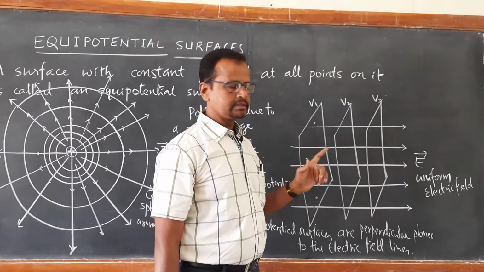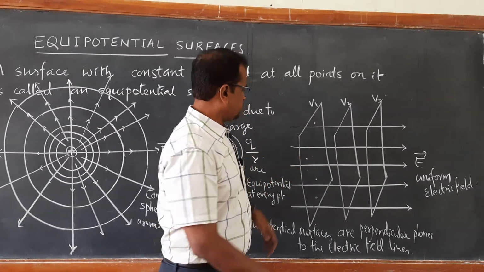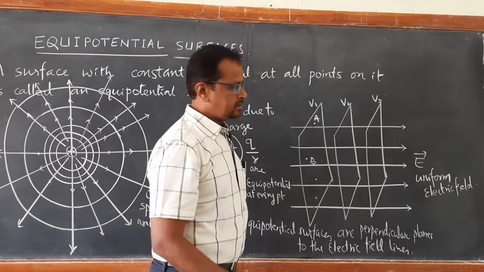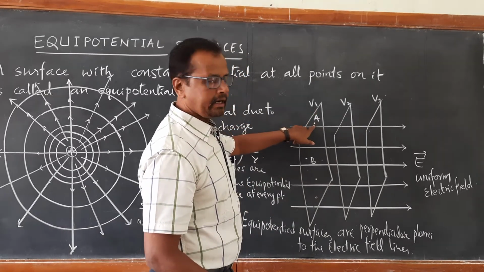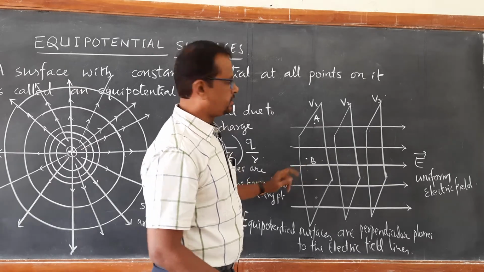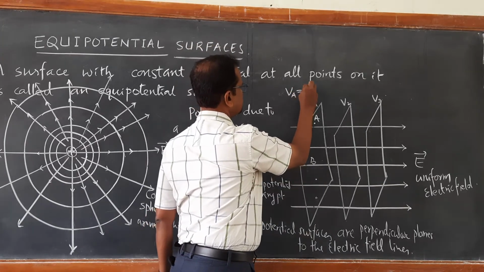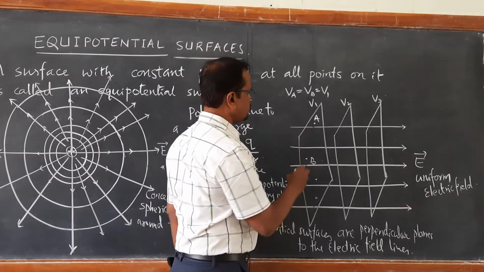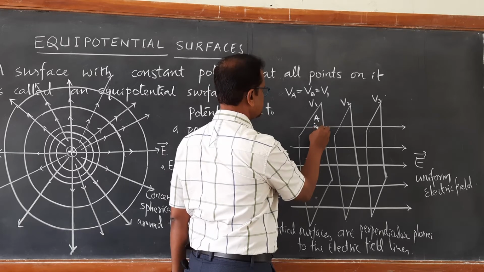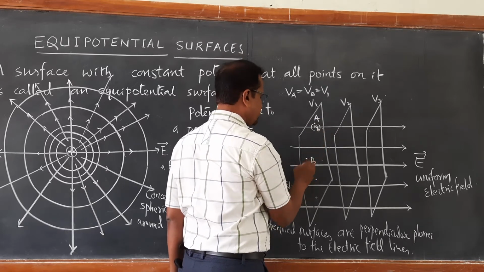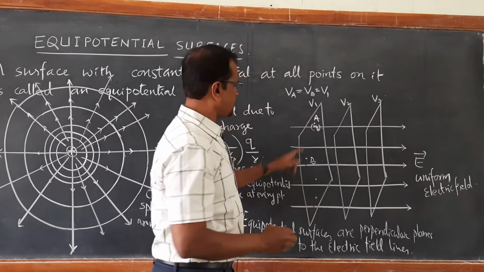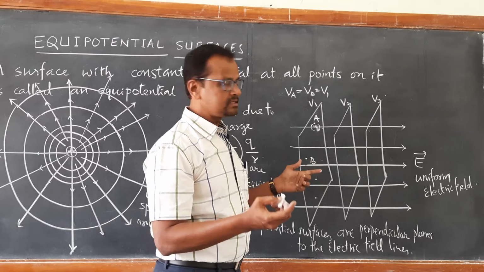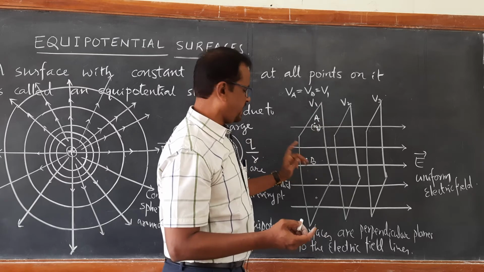One can do this by simple consideration. Look here, if you consider this point as A and this point as B, right? Then the potential at point A is the same as the potential at point B. So VA is equal to VB is equal to V1 in this case. If you want to move a test charge Q naught from A to B, the work done in moving a charge from A to B or from B to A is 0, because the potential difference between A and B is 0.